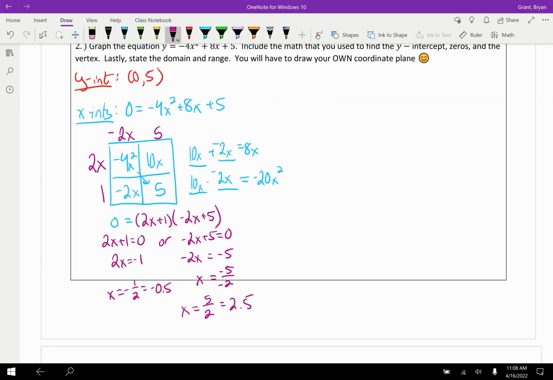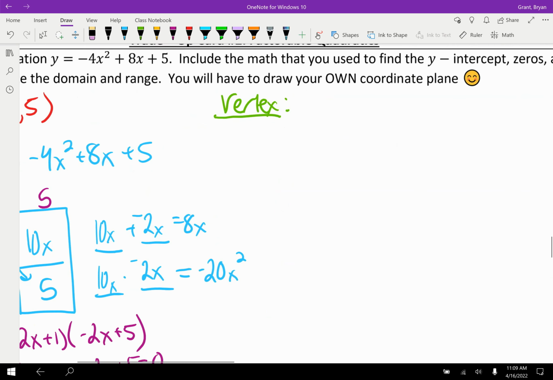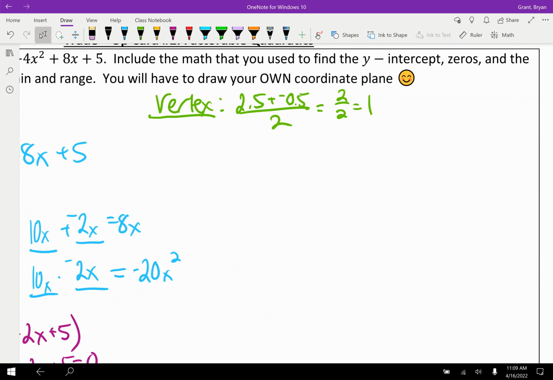Okay, let's go ahead and find the vertex, and I'm running out of space here, so I'll have to write a little bit smaller, but I think we'll be okay. So vertex-wise, we know we need to find what's in between 2.5 and -0.5. So we'll just do 2.5 plus -0.5 divided by 2. That'll be 2 over 2, which is 1. Oh, that's nice. It's a nice number here, right? And so then we know that our vertex will be 1 comma something.